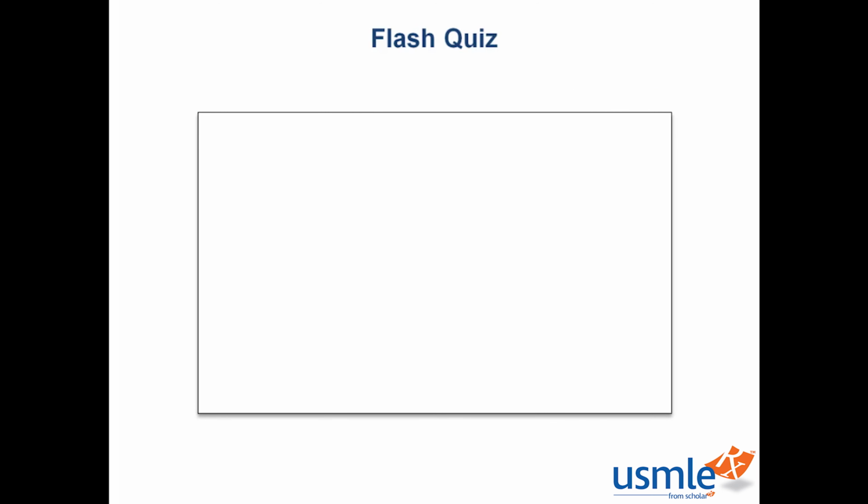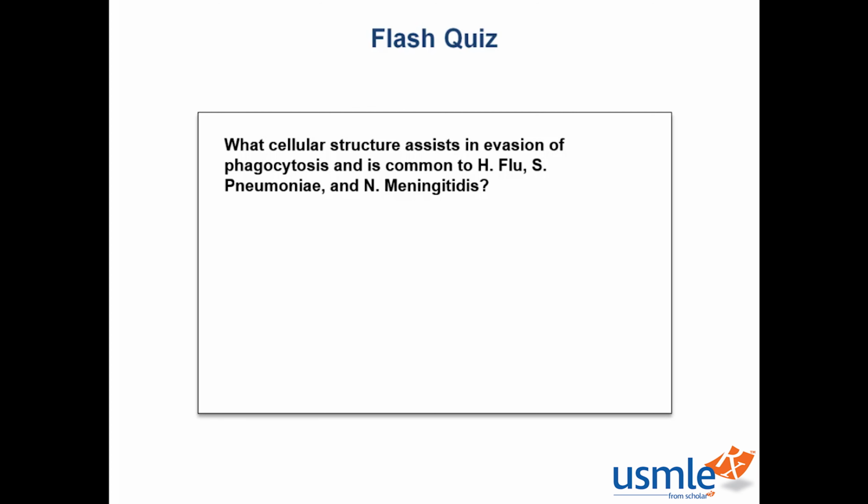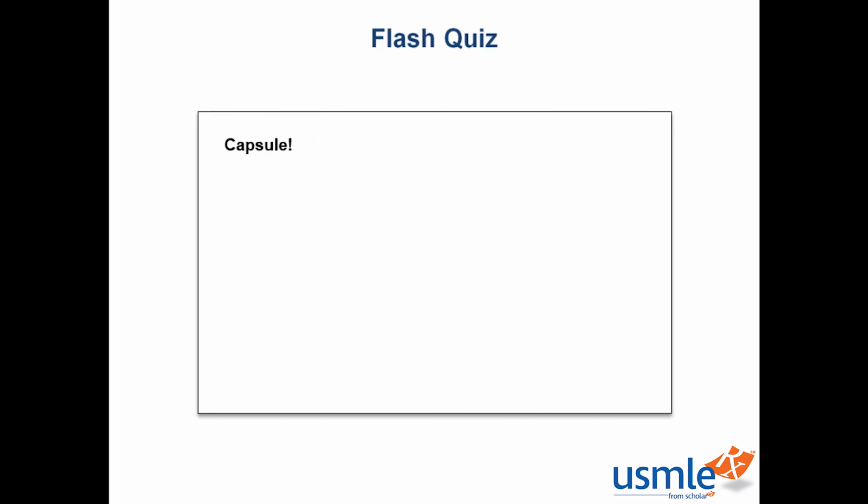Before we say goodbye, let's check in with a quick flash quiz. What cellular structure assists in evasion of phagocytosis and is common to H. flu, strep pneumoniae, and Neisseria meningitidis? Capsules. Remember, a high-yield association for encapsulated organisms is the need for vaccination in asplenic patients. So those with acquired asplenia or post-splenectomy need vaccinations for protection against these three organisms.